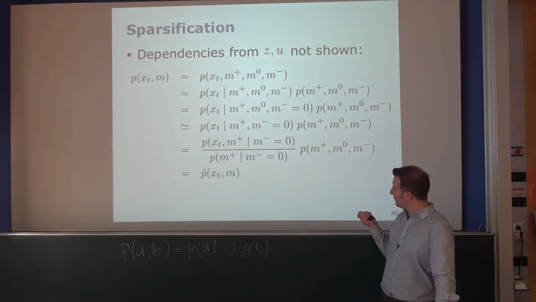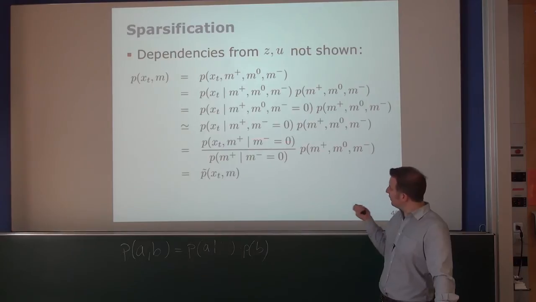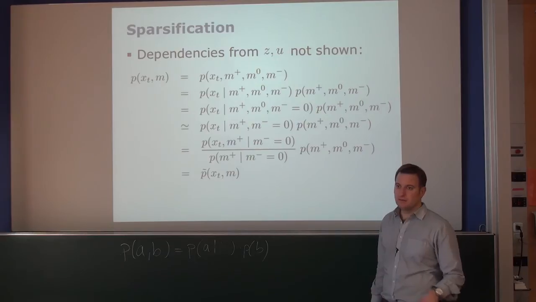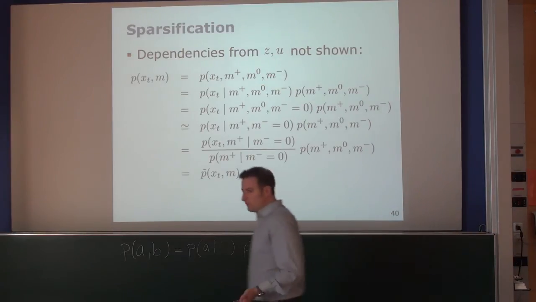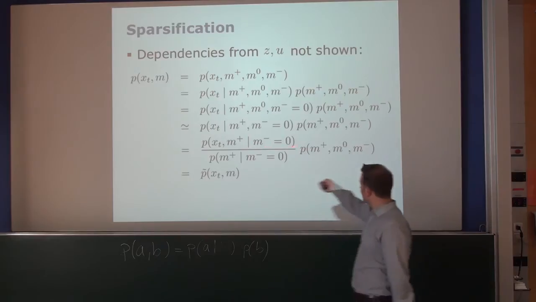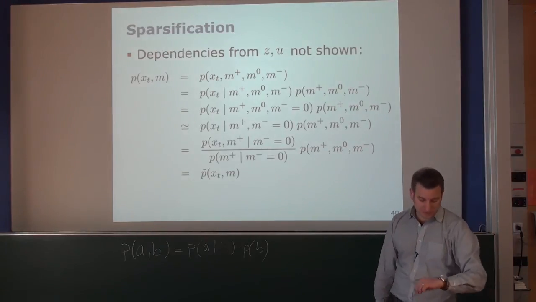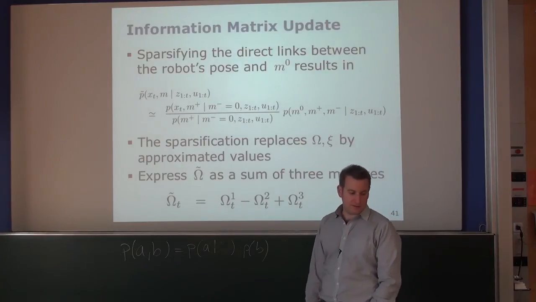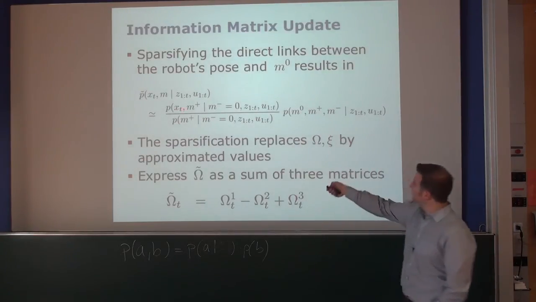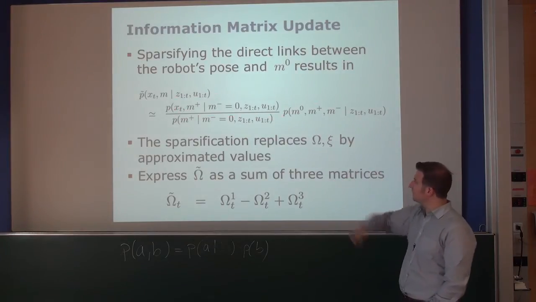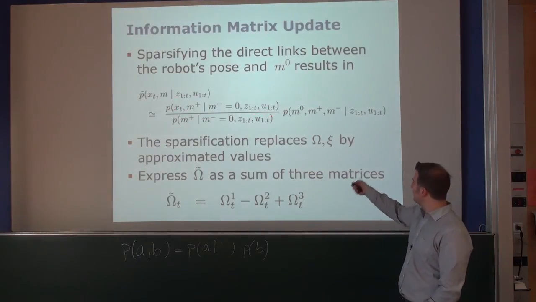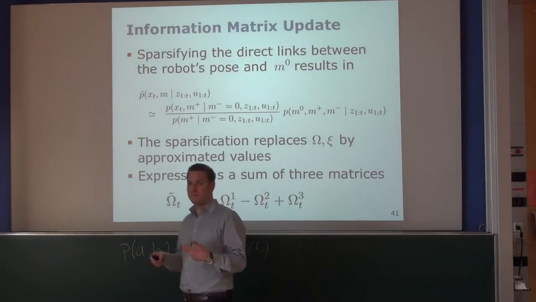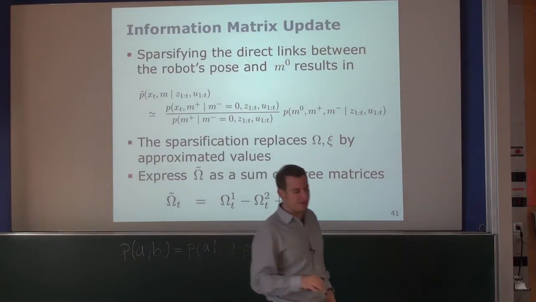So the question is, how do I compute this term over here? Well, this is the expression that I need to compute. So I need to replace my current information matrix by the information matrix which corresponds to this expression over here. Okay, so let's have a look at how we can actually do that. This is just a summary of what was written on the previous slide, except that I added the observations and the controls, just to have it formally correct on the slides.